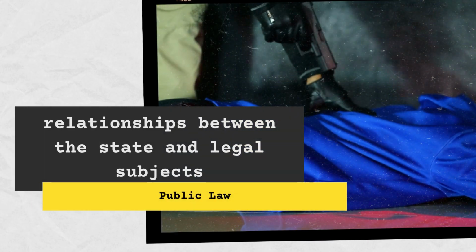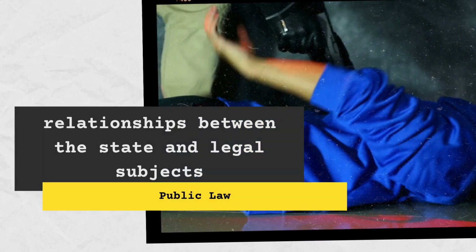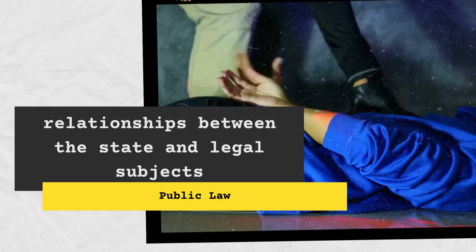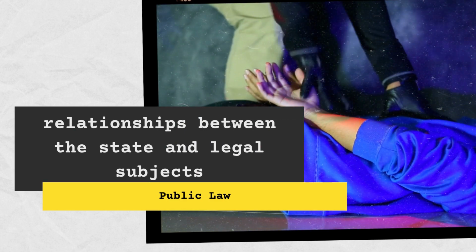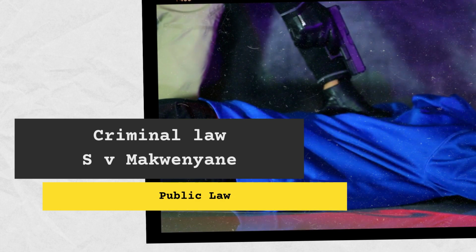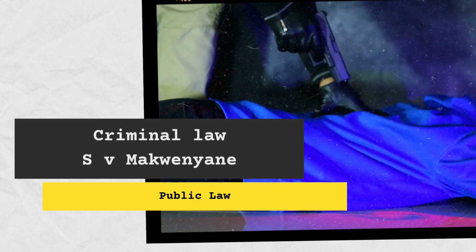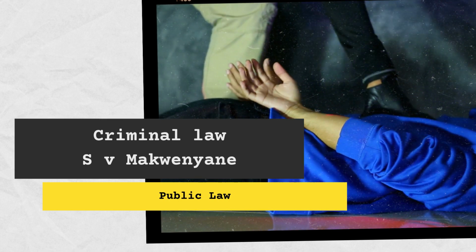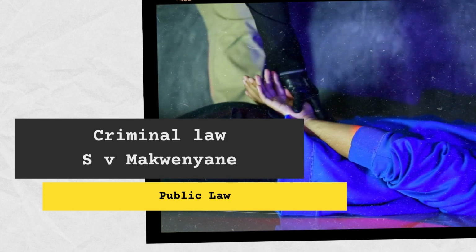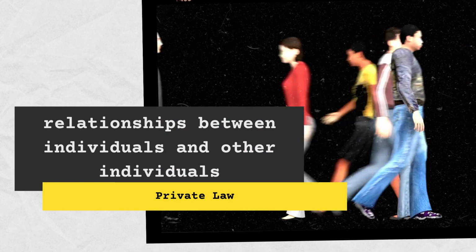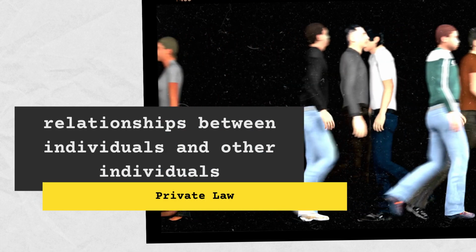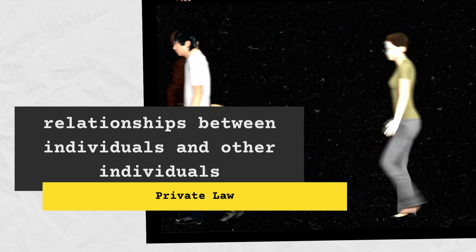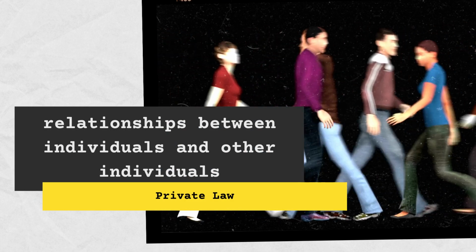Public law. Public law deals with the relationship between the state and an individual, also known as a legal subject. An example of public law is criminal law. It applies between the state, acting through the state prosecutor, and the accused. Private law. Private law deals with the relationship between individuals and other individuals.